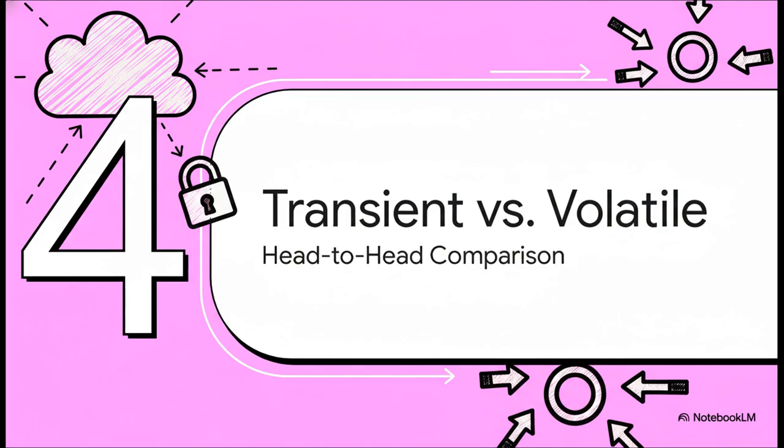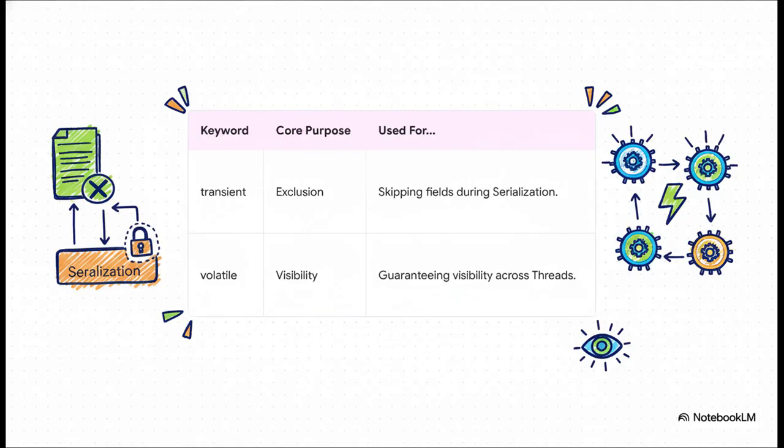All right, now for the main event. We've seen what they each do on their own, so let's put transient and volatile right next to each other. We need to be super clear. These two are not interchangeable, not even close. And this table just says it all. Transient is all about exclusion. Its whole job is to skip fields when you're saving an object. Volatile, on the other hand, is for visibility. Its job is to make sure all your threads are on the same page. Two different keywords solving two completely different problems.